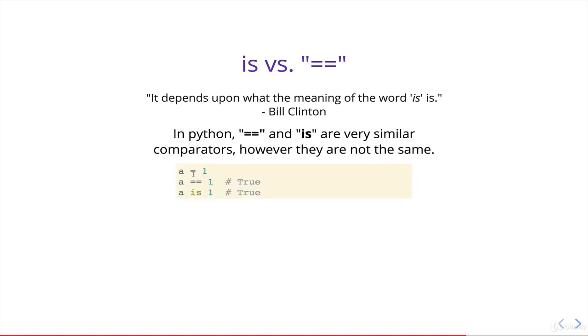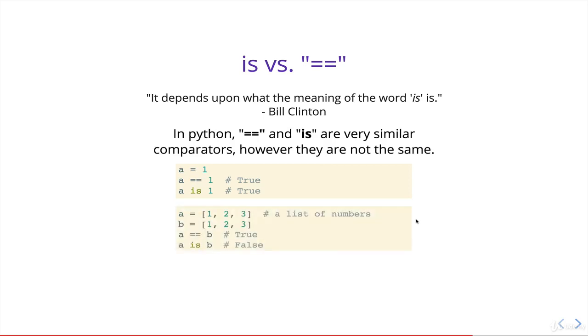So we do something like this in Python. a equals 1. Then we say, okay, that variable a is 1. Does a equal 1? That's true. Double equals, equality is true. Same thing for a is 1. That also returns true. So, okay, how are they different?